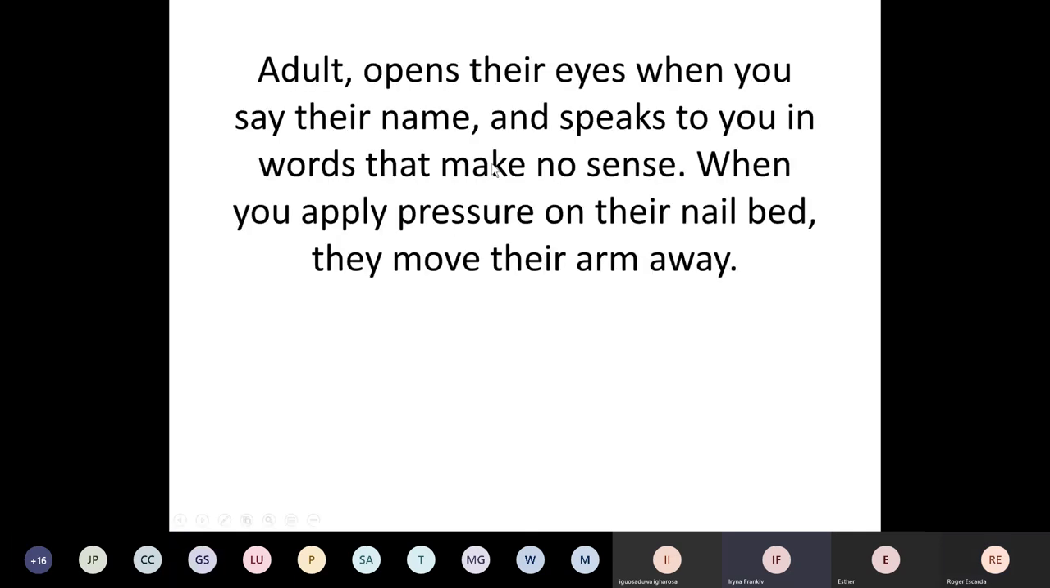Gladys. Adult opens their eyes when you say their name. That is three. That is a five. When they apply pressure on their nail, they move their hands. That is a four. So they have four, nine, 12.